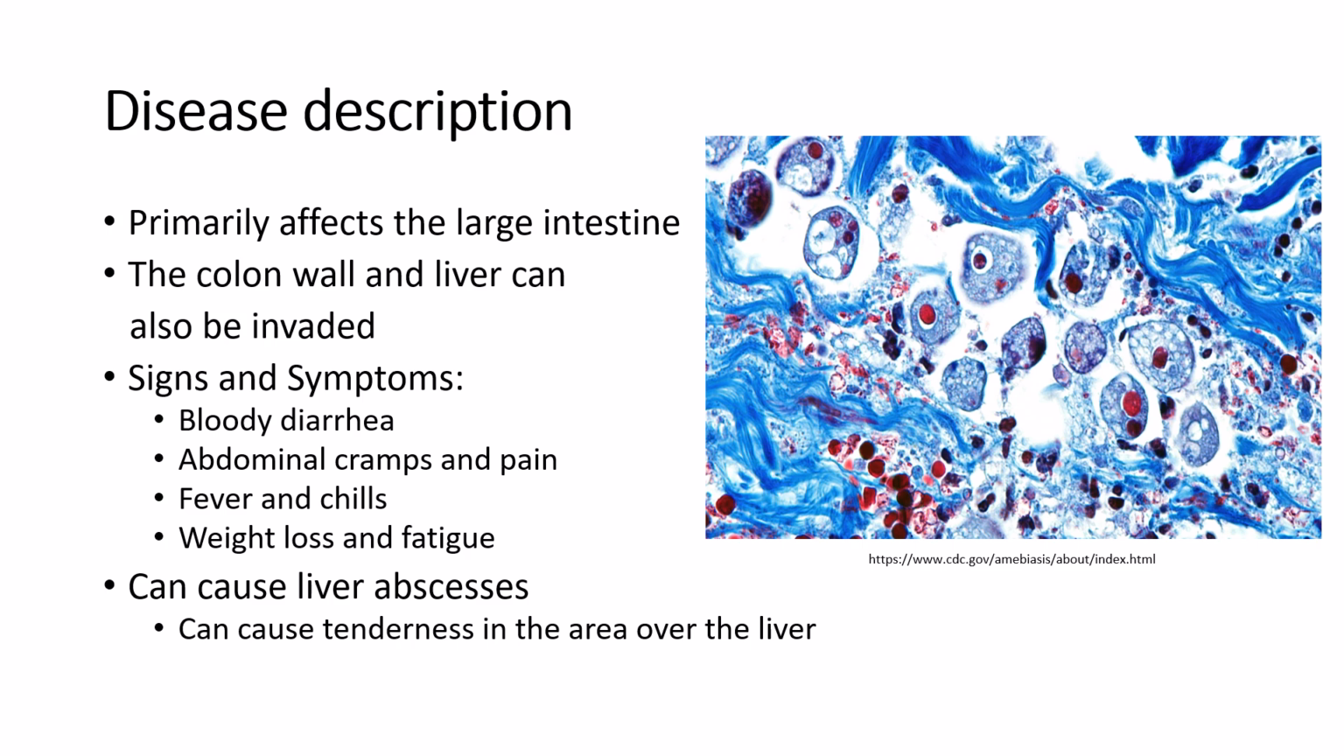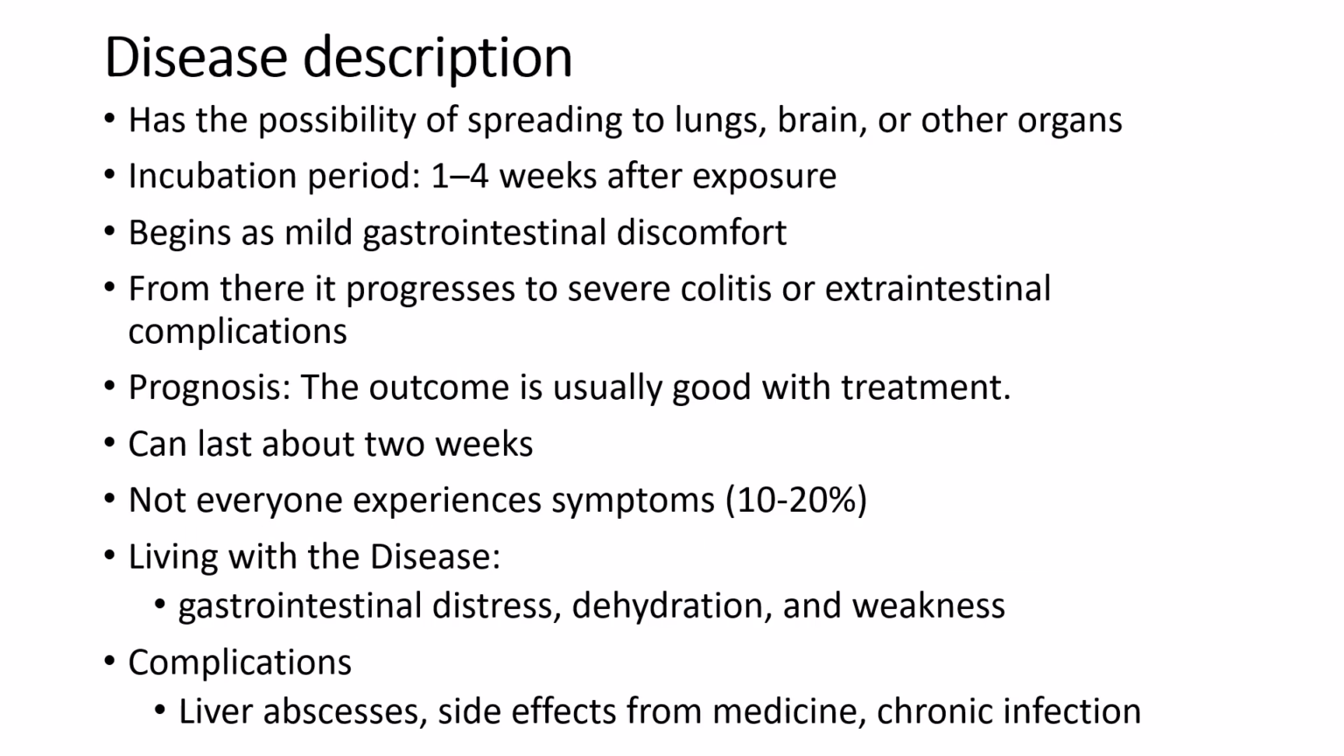Common symptoms include bloody diarrhea, abdominal cramps and pain, fever and chills, weight loss and fatigue. It can cause liver abscesses if it's able to travel to the liver from the bloodstream, and this symptom is usually tenderness and pain over the area of the liver. The disease has the very rare possibility of spreading to the lungs, brain, or other organs. Amoebic liver abscesses are the most common form of extraintestinal amoebiasis.